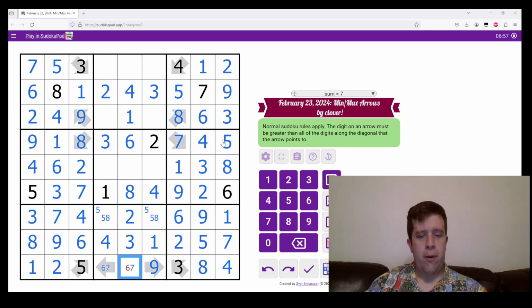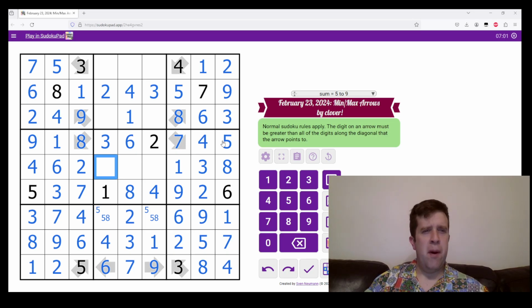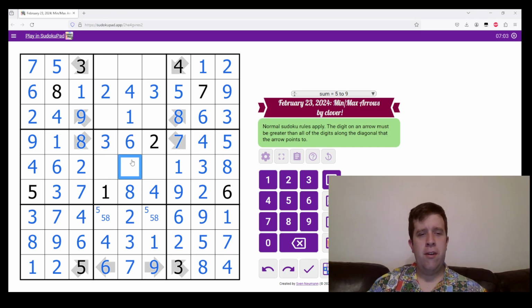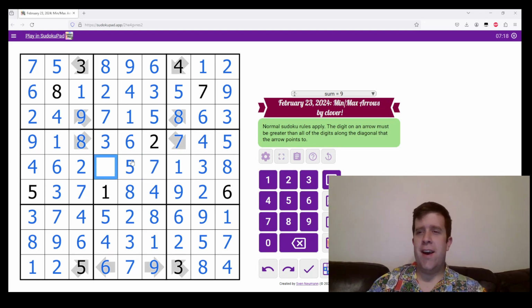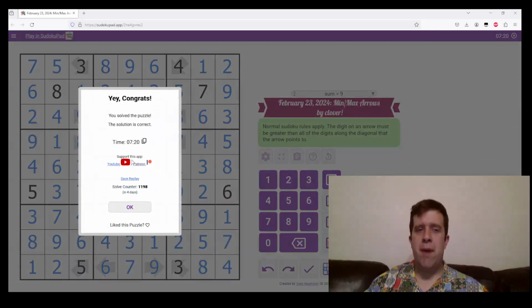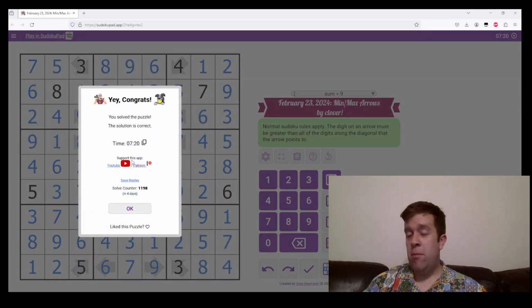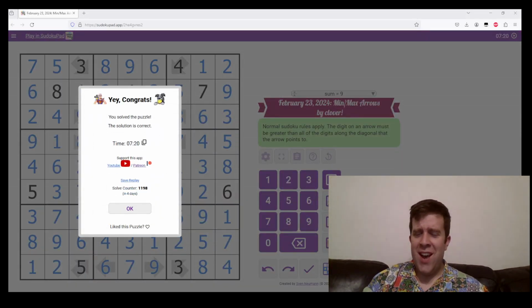Now, the real question is, not to talk trash, but I think my puzzle's a little nicer than this one. Sorry, Clover. Hate to do it to you. But, you know, I will let Clover have her moment of glory, and I'll just stick my puzzle in Gas Leak or something. If you're like, what's Gas Leak? You can find that on our website, which you can find in the description. This has been Min-Max Arrows by Clover. I'm still Bill, last time I checked.